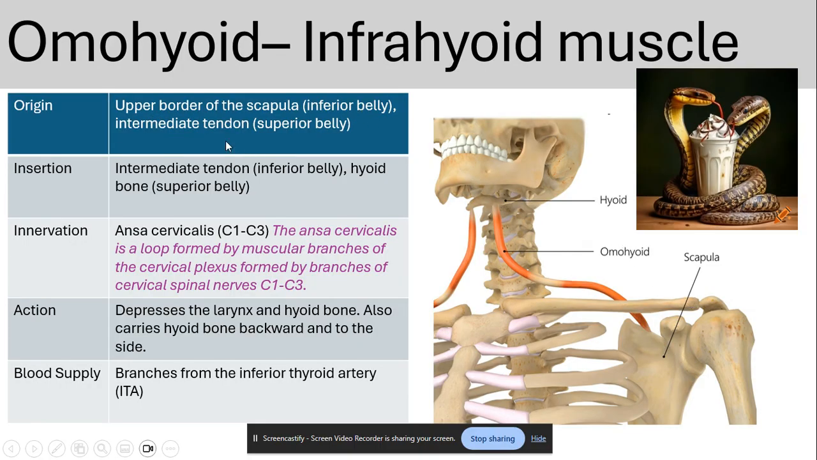Upper border of the scapula, intermediate tendon, that's the superior belly. Intermediate tendon is where the insertion is, the hyoid bone. Innervation is ansa cervicalis C1 to C3. Action is depressing the larynx and the hyoid bone. Also carries the hyoid bone backward and to the side. Blood supply is branches from the inferior thyroid artery. Alright?